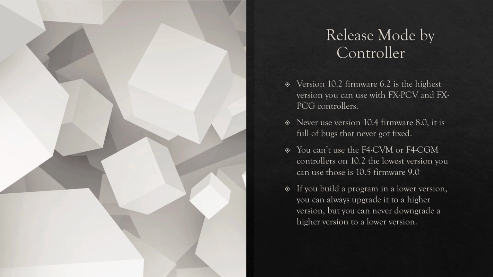If you build a program in a lower version, you can always upgrade it. So if we build a program in 6.2, 10.2, we can always upgrade to 10.6, right? But if we build that program in 10.6, we can't put it back down in 10.2. Man, this is frustrating sometimes.